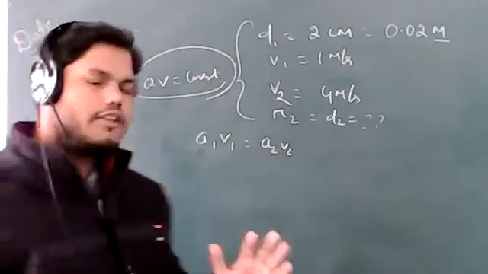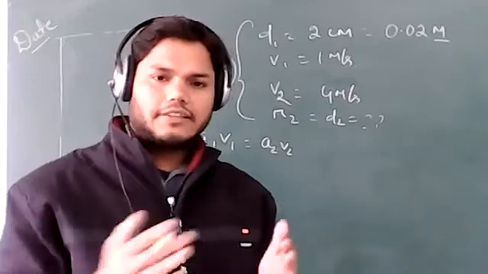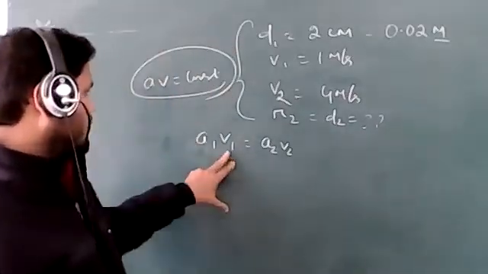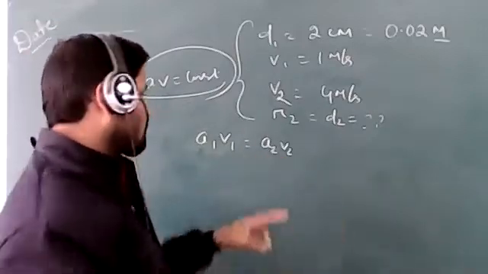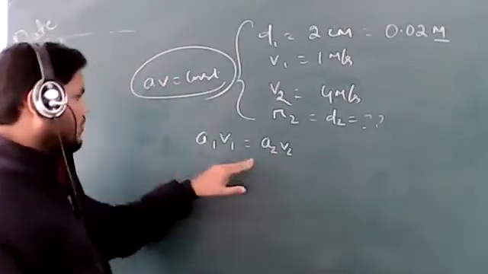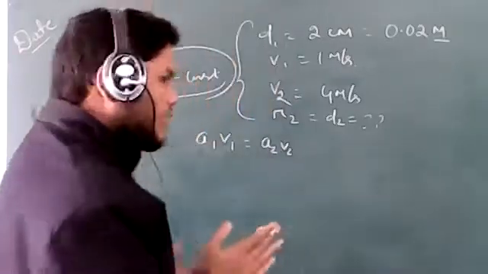If a liquid is flowing through a pipe with different cross-sectional areas, in the first section the cross-sectional area will be A1 and the velocity will be V1. In the second section, it's the same pipe but a different cross-sectional area, A2, and the velocity is V2. So A1 V1 equal to A2 V2.